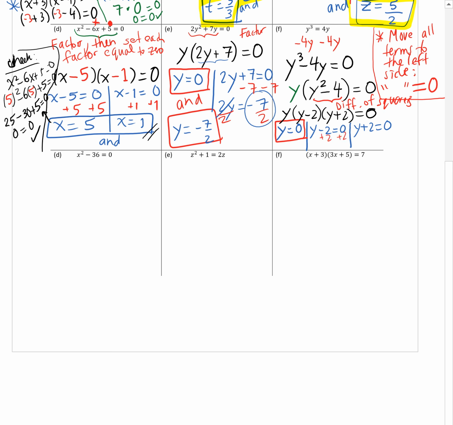If I add 2 to both sides in the middle here, y equals 2 is your next solution. And then the last one, if I subtract 2 from both sides, y equals negative 2 is your solution. So there are all your solutions. There are 3 of them: y equals 0, y equals 2, and the last one, y equals negative 2.